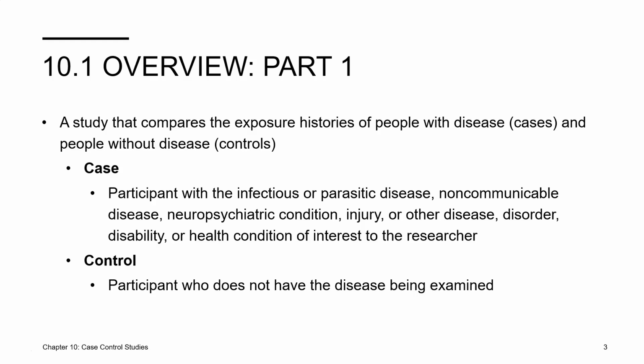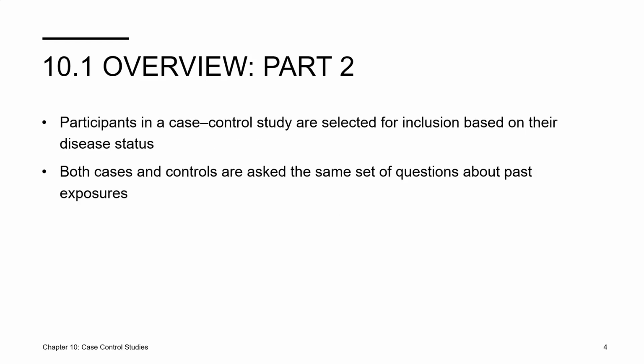This could be an infectious or a parasitic disease, non-communicable disease, injuries, or any other health condition of interest to the researcher. A control is a participant who does not have the disease being examined. So you want to compare the histories of exposures among those with the disease to those without. Participants in a case control study are selected for inclusion based on their disease status, as I just mentioned. Both cases and controls are asked the same set of questions about past exposures.